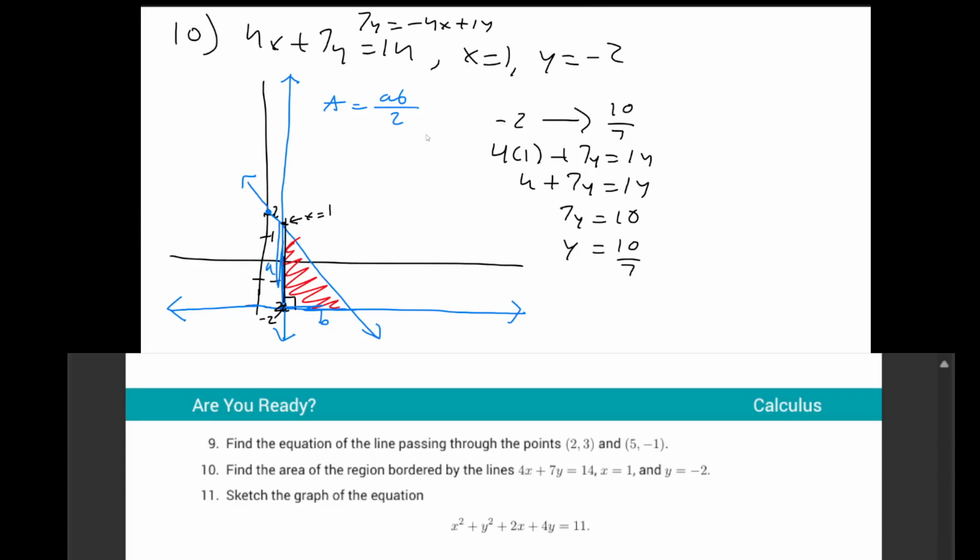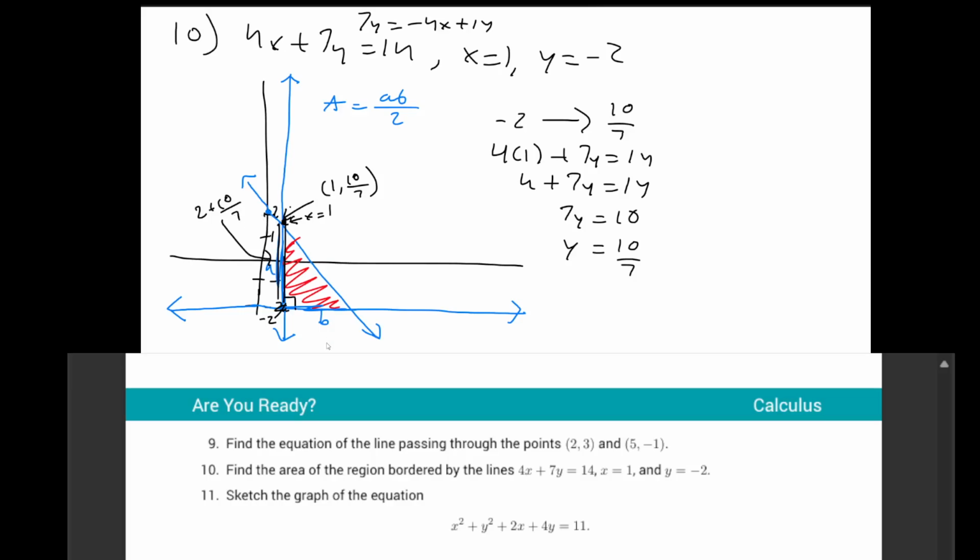Okay, so the distance between negative 2 and 10 over 7, which should be right here. If we want to think about the point here, this would be 1 comma 10 over 7. The distance from y equals negative 2 to the 10 over 7: from negative 2 to 10 over 7, we go plus 2, that's 0, plus 10 over 7. So it's just 2 plus 10 over 7, and this length here would be 2 plus 10 over 7.